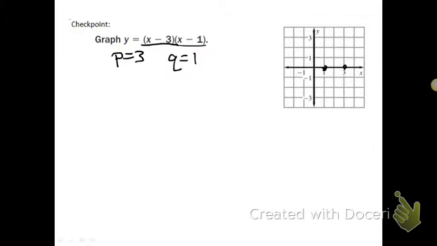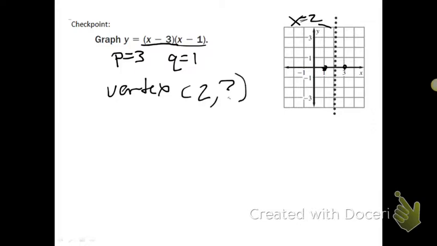Now, what's halfway in between 1 and 3? Well, 2. So I know my axis of symmetry goes right there. It's nice and beautiful looking. Let's use that x value, which is on the axis of symmetry, my x-coordinate is 2. That's the equation of the axis of symmetry, x equals 2. So for my vertex, I know I have a 2 for my x-coordinate, but right now I have no idea where my y-coordinate is going to be.